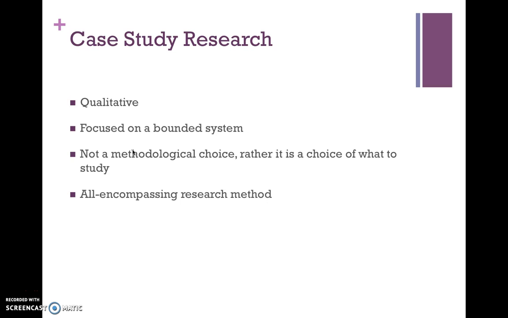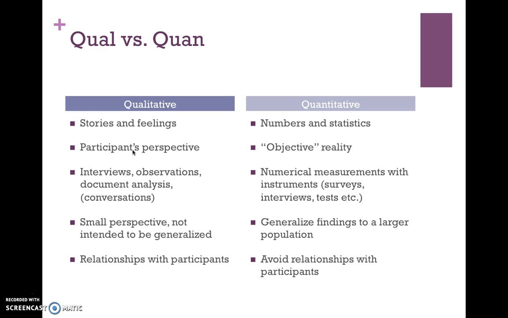So case study research has these characteristics. Obviously it's qualitative, it's focused on a bounded system, and that's kind of hard to define really, but you do need to choose exactly what system it is that you're studying. It's not necessarily a methodological choice, rather it's a choice of what to study, and it's an all-encompassing research method. Well, you'll read a lot more about each of these in this week's readings, but I wanted to give you a brief intro of each of them as well as kind of a nice mental organizer for you.